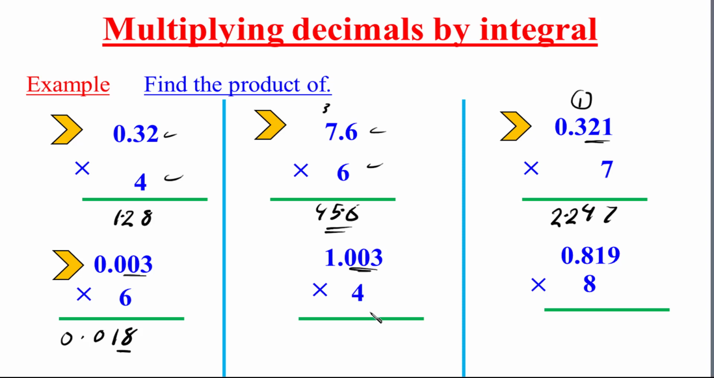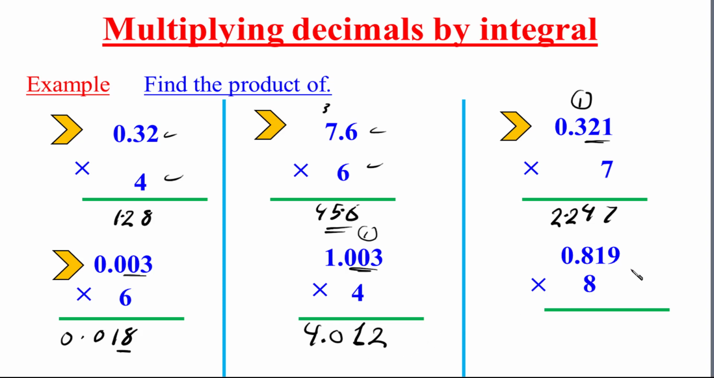Next, insert here the decimal point after 3 digits from the right, because we have here 3 decimal places. 4 times 3 equals what? Equals 12. Write 2 and keep 1. 4 times 0 equals 0 plus 1. It will be 1. 4 times 0 equals 0. 4 times 1 equals 4. Then insert the decimal point after 3 digits from the right. The product will be 4.012.